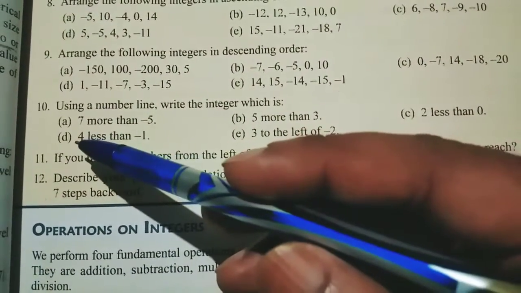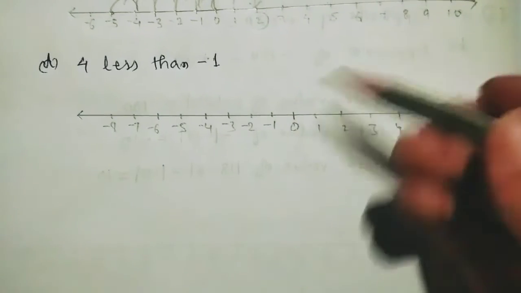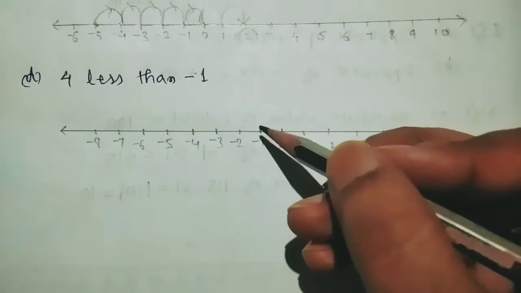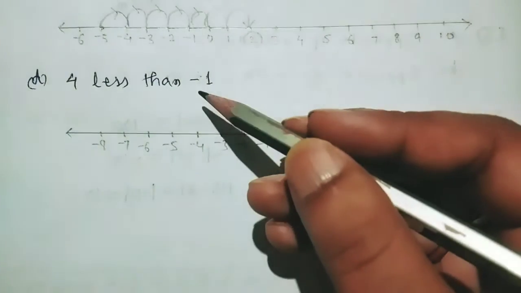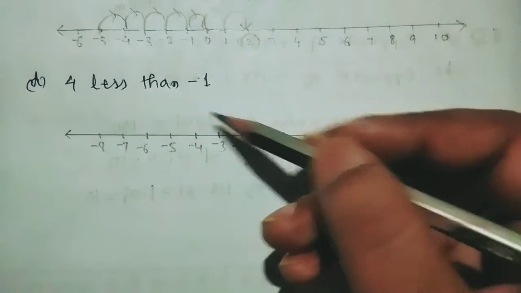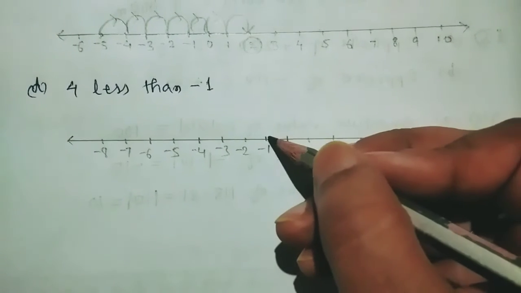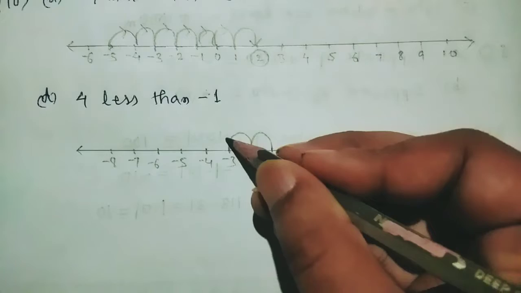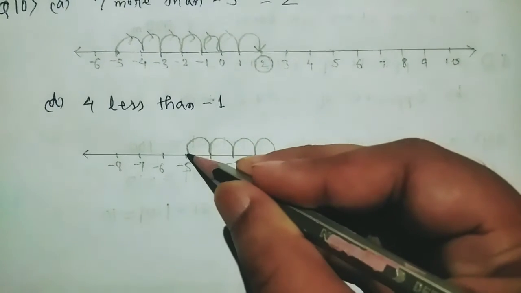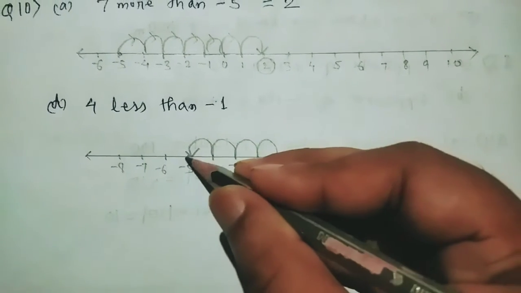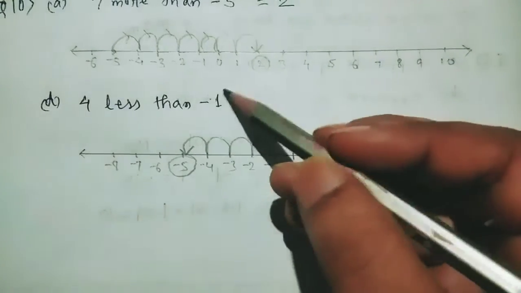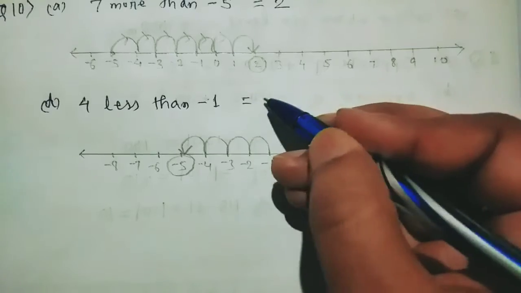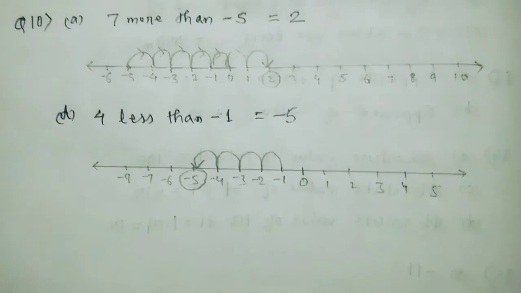Now D number, let's do it. So students, here D number: 4 less than -1. That means you will start from -1 and go to this left side, because less than means you have to go left side. So from -1 you will start. 1, 2, 3 and 4. 4 steps you have to go. So this is our final answer. -5 is our final answer because we are going 4 steps less than -1. So the answer is -5. Okay, so you'll write -5. You will reach the position -5 in this way.